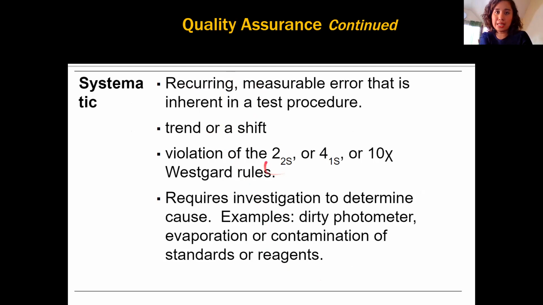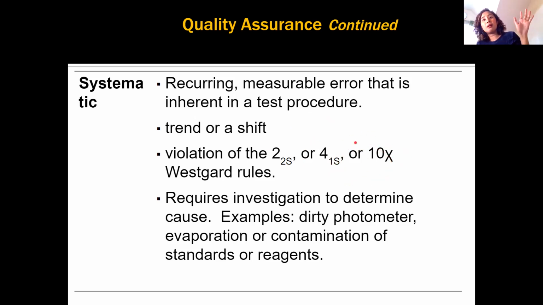Example, 2-2S. Yan. So kung isa lang yung lumampas sa 2S, pwede pa. Pero pag 2-2S na, it's a sign already of systematic error. Kung pa isa-isa lang, tapos hindi magkalapit, ang lumalampas sa 2S, okay ka pa guys. Pero pag dalawa na silang magkatabi, lumampas na sila sa 2S, you're having systematic error already. Example, 4 control slice on 1S. Yan. So you are already having systematic error and 10x.